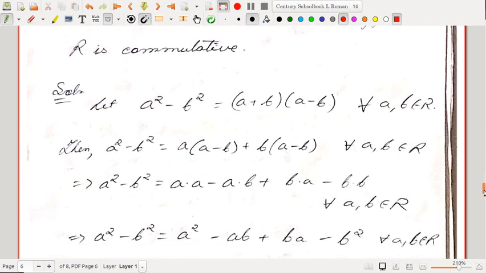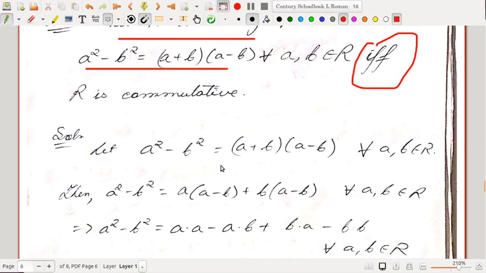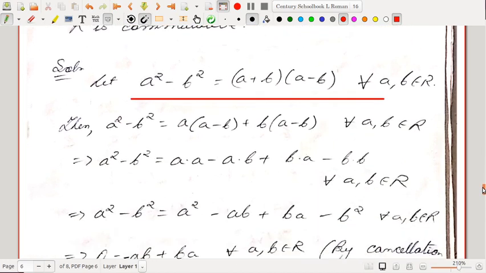So there are two parts here, if and only if. First I have to assume that a square minus b square equals (a plus b) into (a minus b) for every a, b in R. Assuming this, I have to show that R is commutative. And the other way, I have to assume that R is commutative, and then show a square minus b square is (a plus b) into (a minus b). So first let us assume that a square minus b square is (a plus b) into (a minus b) for every a, b in R.